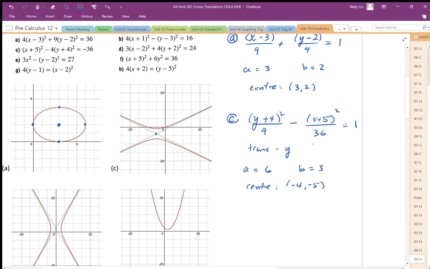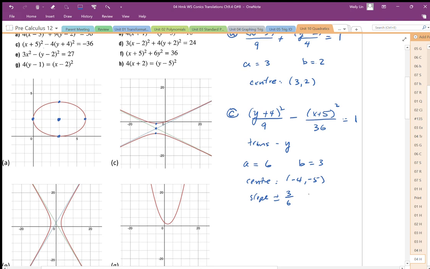Okay, so there's my center coordinate at -4, -5. And then I'm going to use the a and b values. I know it's trans y, so I'm going to use the b value of 3. I go 3 up and 3 down from that center to locate the vertices. So that vertex is going to be at -5, -1, -5, -7. The next thing I'm going to do is work out the slopes. So the slope is going to be plus minus b over a, so plus minus 1/2.